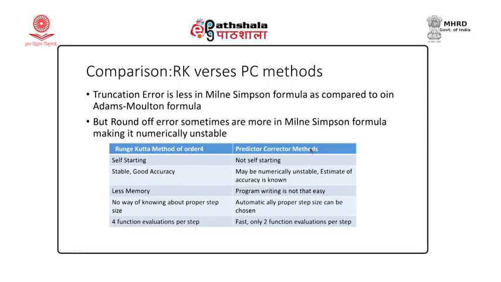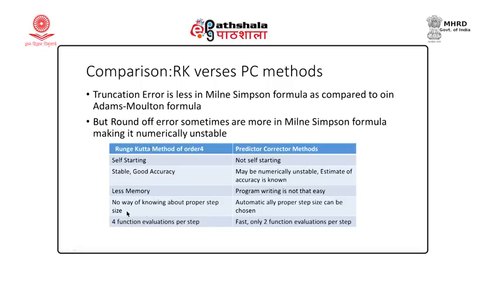In the case of predictor corrector methods, unlike Runge-Kutta, they are not self starting. They may be numerically unstable, but since you are using the corrector formula iteratively, you know the answer is correct to these many decimal places. Runge-Kutta formulas, being direct and only single step formulas, require less memory, whereas here they require more memory and program writing is not that easy.